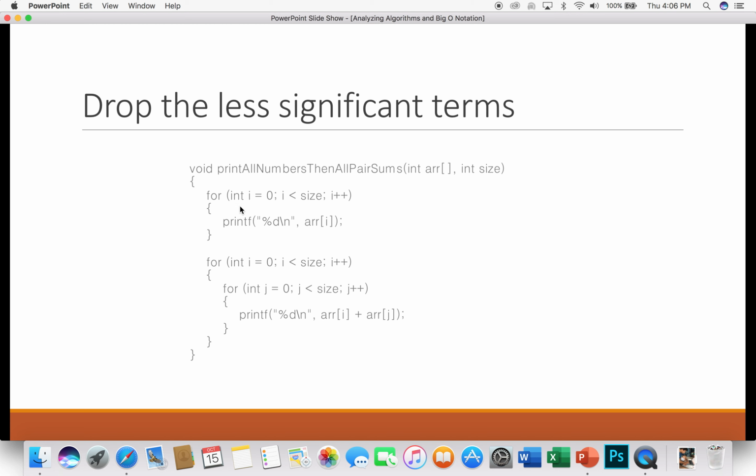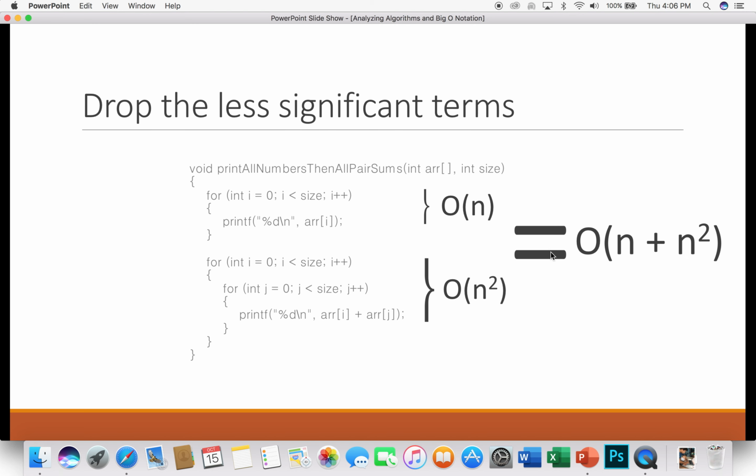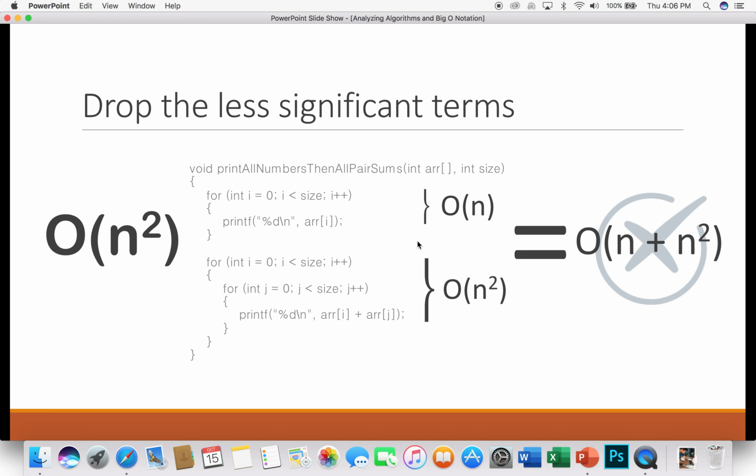We have the following: 1, and then 2, 3, tatlong loop. Yung isa naka-nested loop. Pwede mong sabihin this is O of n. And then yung naka-nested loop mo, O of n squared. Having that, pwede mo siyang sabihin na this is O of n plus n squared. But we need to drop the less significant terms. Anong ibig sabihin nun? Tatanggalin natin yung n, kukunin lang natin yung n squared.